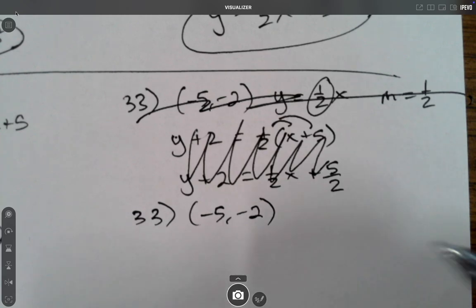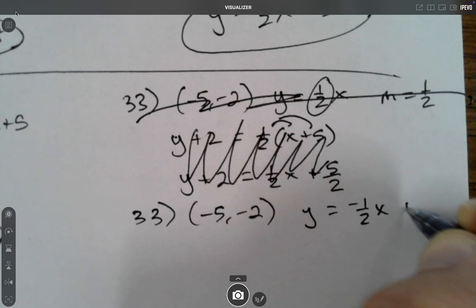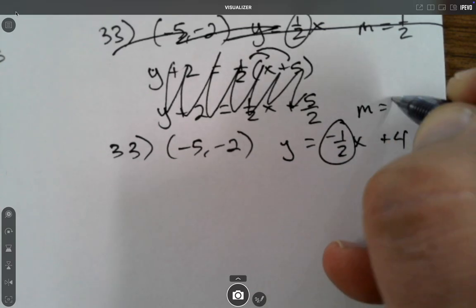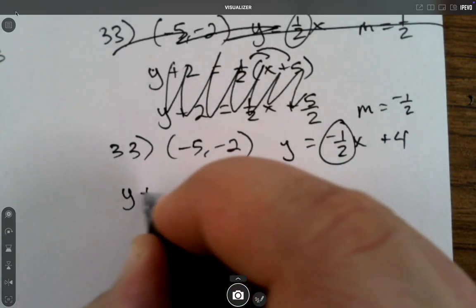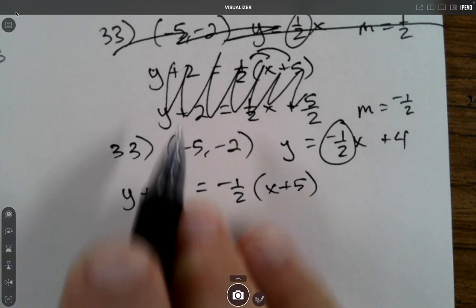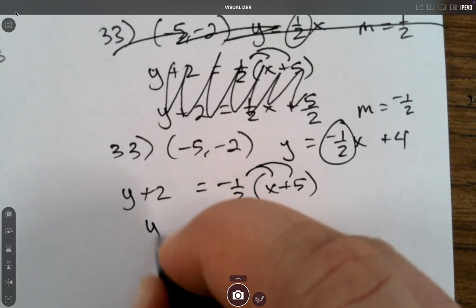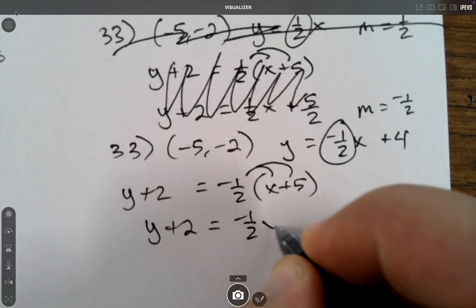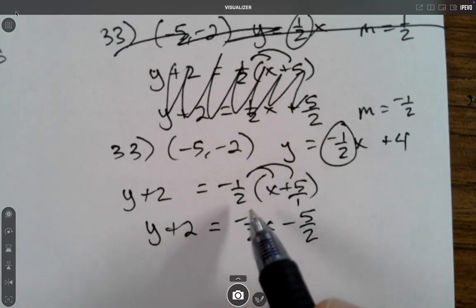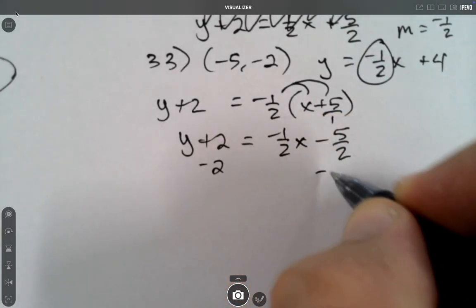Okay, so it goes to the point negative 5, negative 2, and is parallel to y equals negative 1/2 x plus 4. So instead of a slope of positive 1/2, we'll have a slope of negative 1/2, and that changes things. So y plus 2 equals negative 1/2 times x plus 5. So that is identical to this line up here, except it's a negative 1/2 in the slope. So I have to distribute negative 1/2, then negative 1 times 5 is negative 5. 2 times 1 is 2. Then I subtract 2 from both sides.